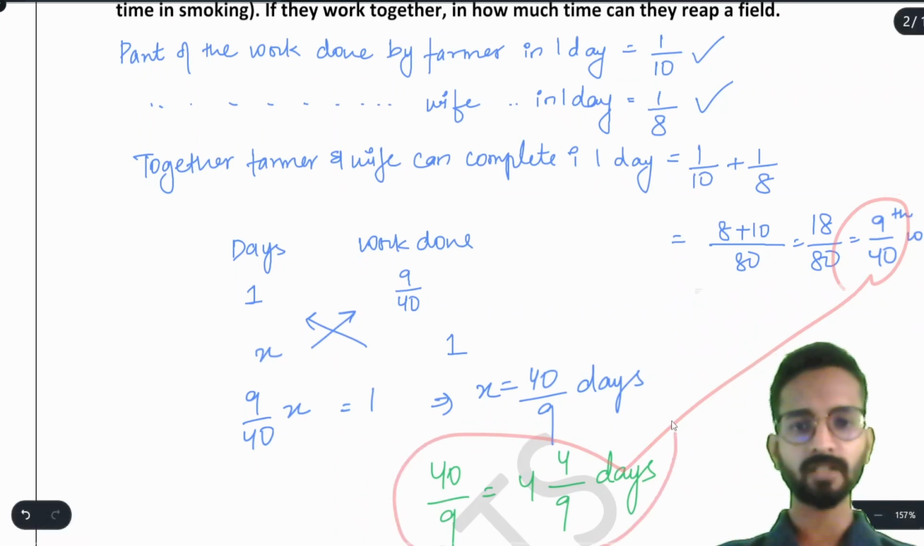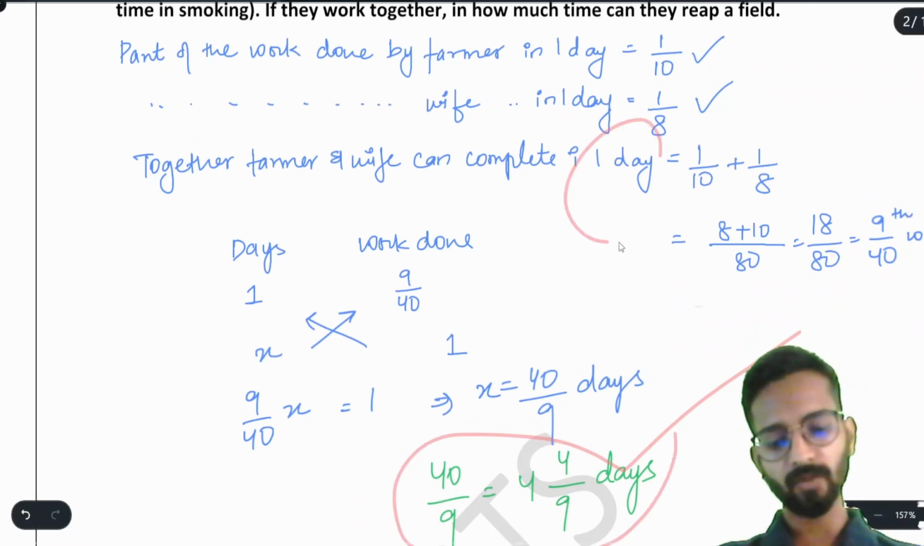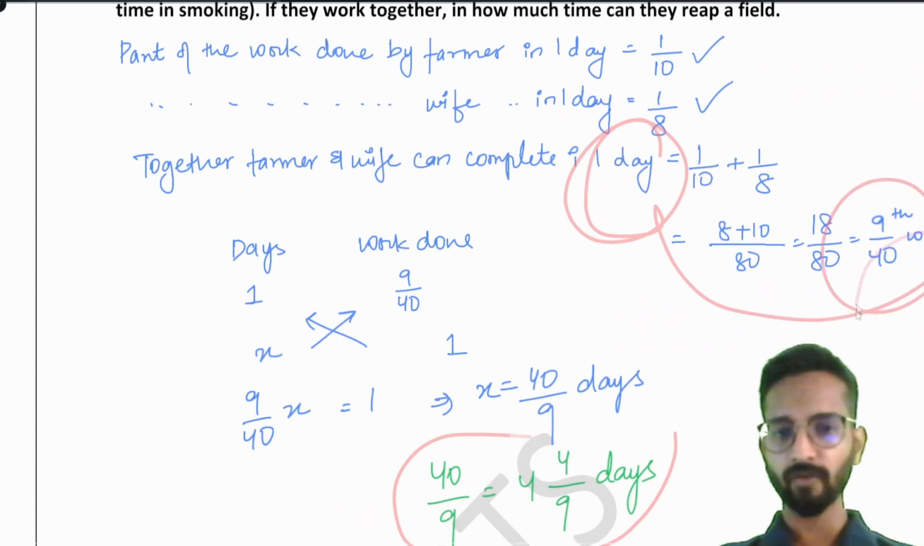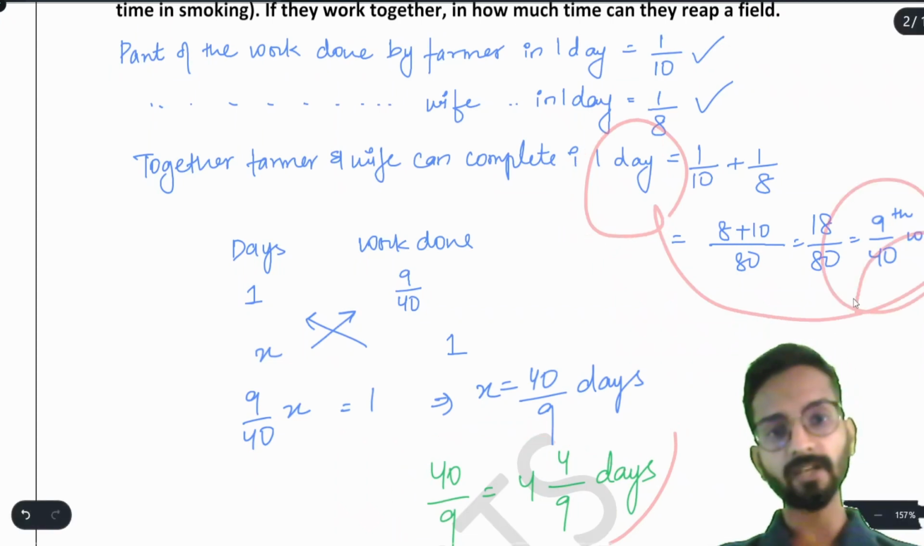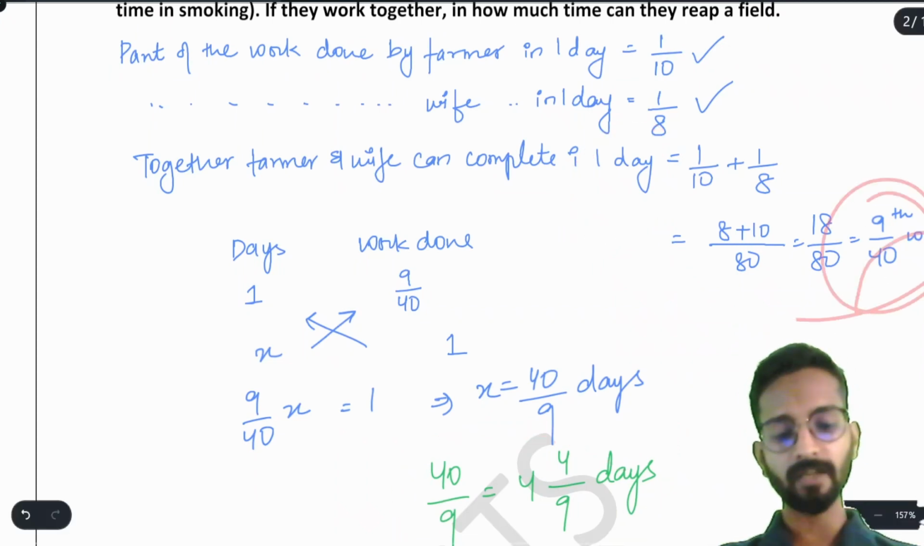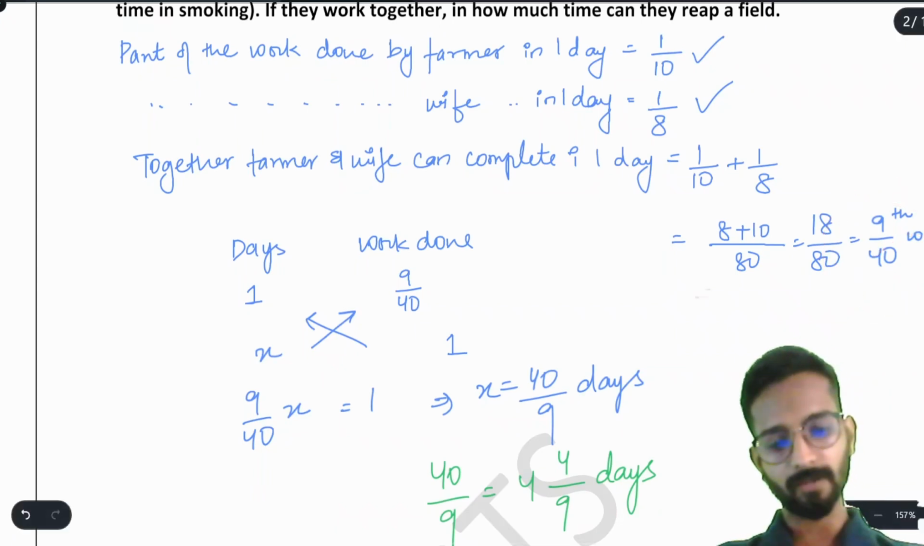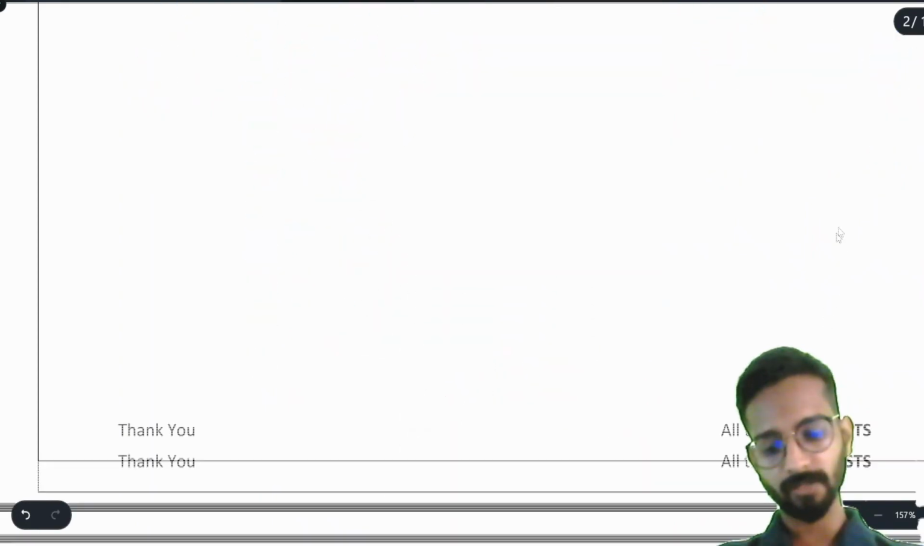In further questions we can directly say that in one day they are taking 9 by 40 of the work. So to complete that work, how much time will they take? They will take 40 by 9. Just do the reciprocal of that. Simple. Now, question number 3.